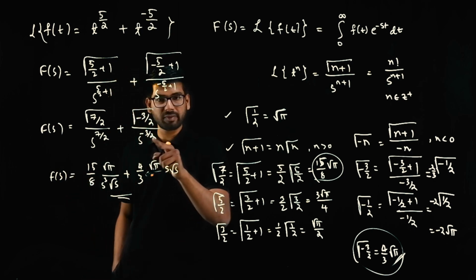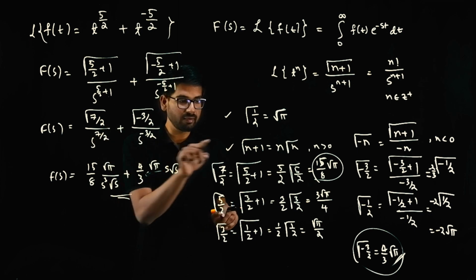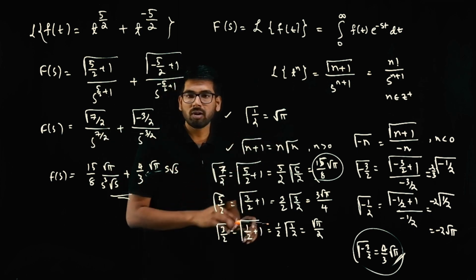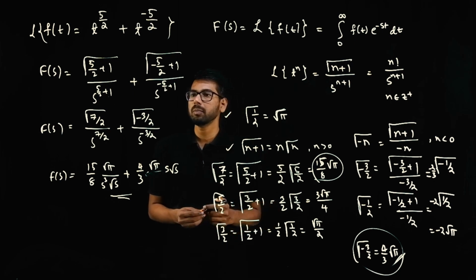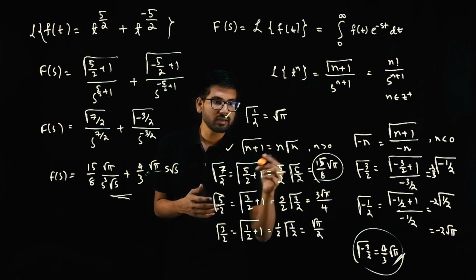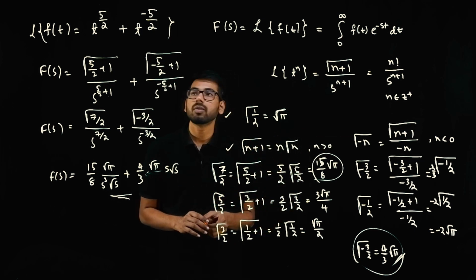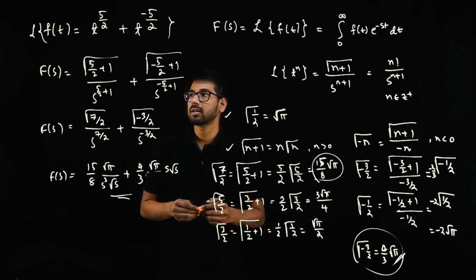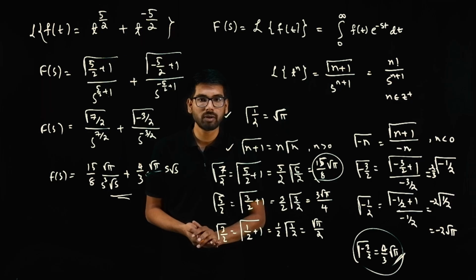Again, you can just leave s power minus 3/2 as it is, but you cannot leave gamma values as they are. You have to find the value of gamma using these three formulas and write it in terms of square root of pi. This is also very simple, but it requires knowledge of these three gamma formulas. From the next videos, we will start solving problems using properties of Laplace transform. So that's it for this video.